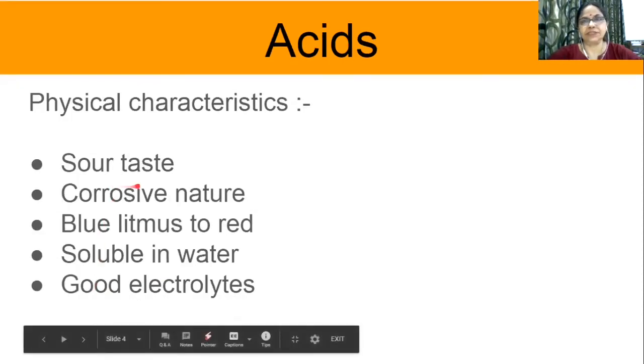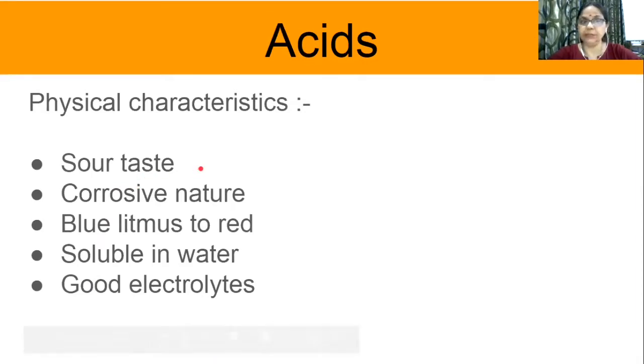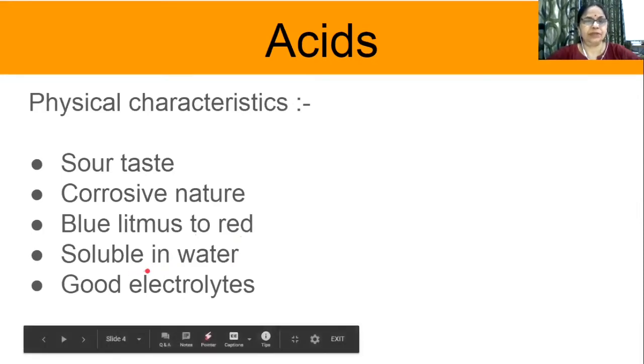Now let us see the physical characteristics of acid. It is sour in taste, matlab khatta. It is corrosive in nature, means if it falls on your hand, then your hand can burn. If it falls on your clothes, they will burn. Next, it turns blue litmus to red. We all know about it since so many years. You also must have heard about it.